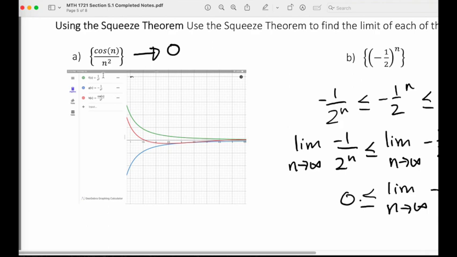Now, since we know that 1 over n squared approaches 0, and we know that negative 1 over n squared approaches 0, and because this sequence falls between them, then this has to approach 0 as n approaches infinity.